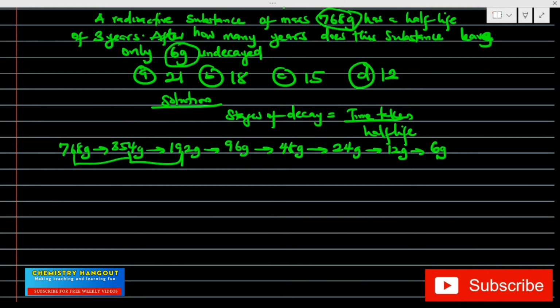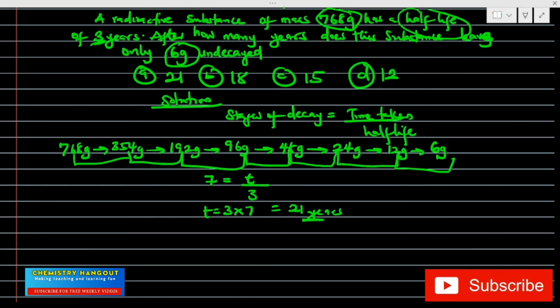Let's see how many stages from here to here. 1, 2, 3, 4, 5, 6, and 7. So the stages of decay is 7, which is equal to the time taken, that's what we are looking for, over our half-life. They have given us in the question a half-life of 3 years. So our T is going to be 3 times 7, which is 21 years. Look at it.